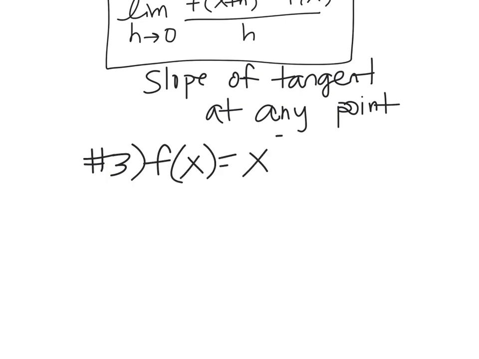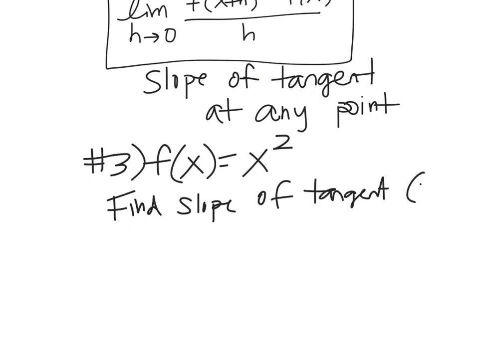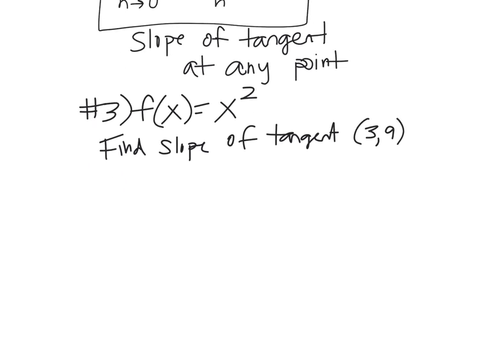f of x equals x squared, and you know that this is a parabola. We are going to find the slope of the tangent at the point (3, 9). We want to find the rate of change exactly at x equals 3, and we have no second point. We're not finding the average slope, so we need to find the slope of the tangent. We're going to have to use our formula.